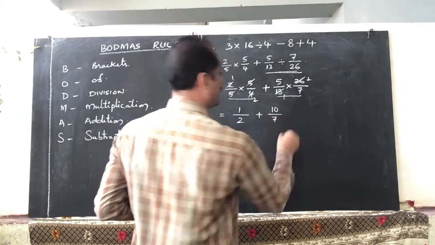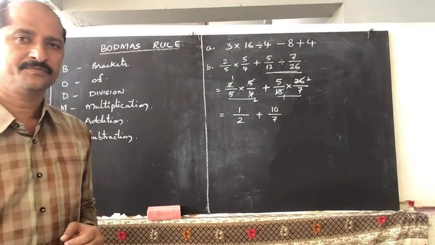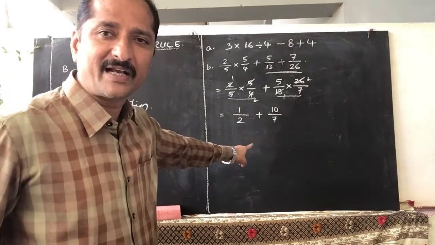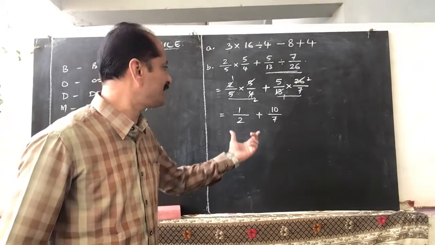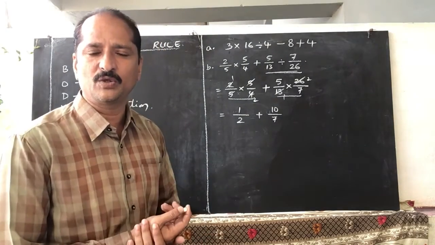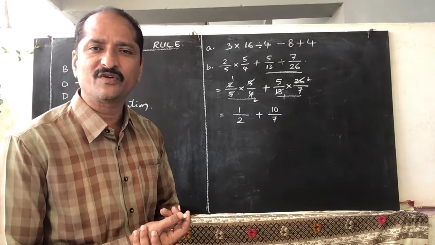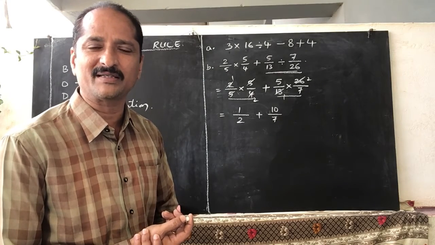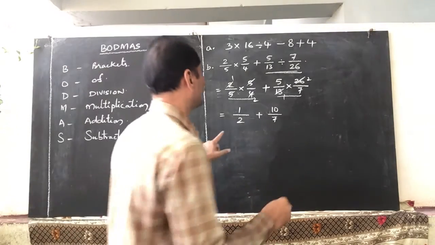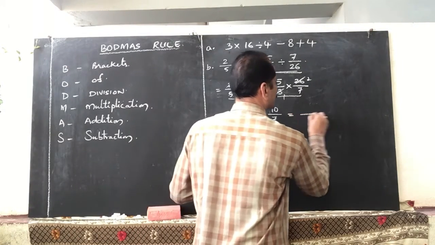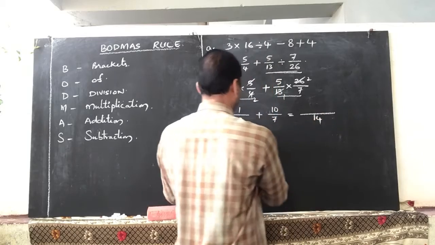Now perform the addition of two fractions. They are unlike fractions, so convert them into like fractions by finding the LCM of the denominators. The LCM of the denominators 7 and 2 is 14, because 7 and 2 are co-prime numbers. The LCM of two co-prime numbers is their product. So we are making each denominator equal to 14.